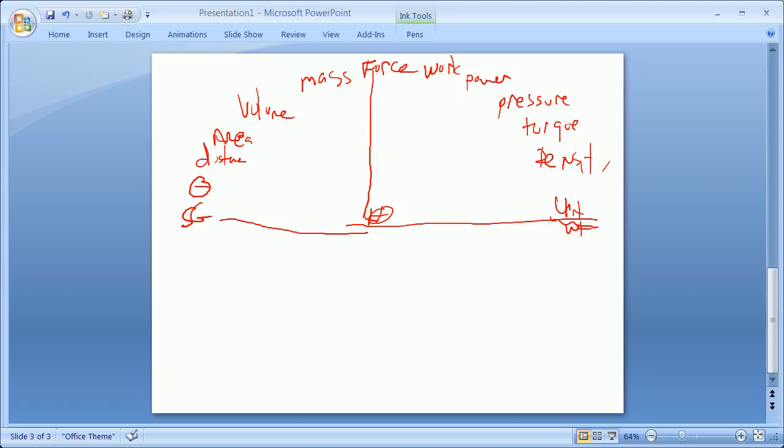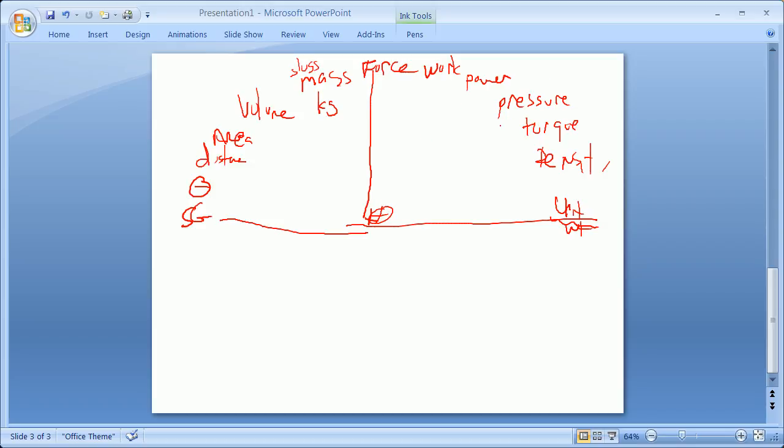You should at least know cubic meters, square meters, and meters, or cubic feet, square feet, and feet, and then start to know acres and hectares. Mass, you should know kilograms and slugs. You should know force being pounds and newtons. You should know work being joules or foot-pounds. You should know power being watts or foot-pounds per second, and then, of course, horsepower as well.